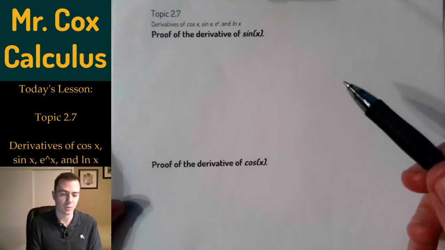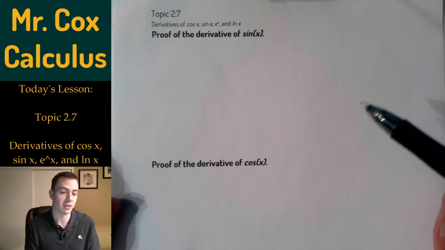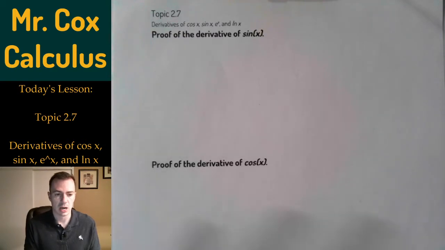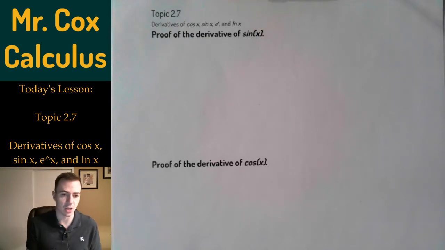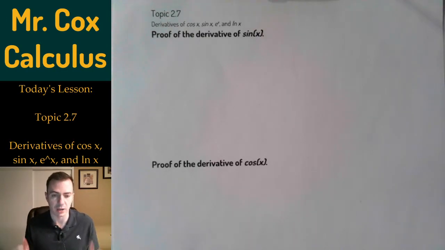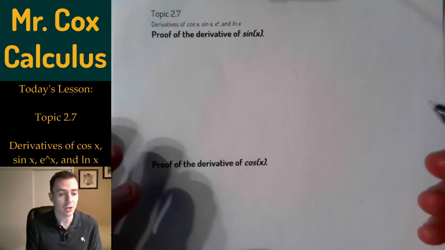So in this lesson, we want to find the derivatives and figure out how to use them for a few very special functions. We're going to look at the sine of x and the cosine of x, a couple of the basic trig functions, and then we'll look at the exponential function e to the x, and also our natural logarithmic function, natural log of x. So for sine of x, I want to go ahead and work its proof.